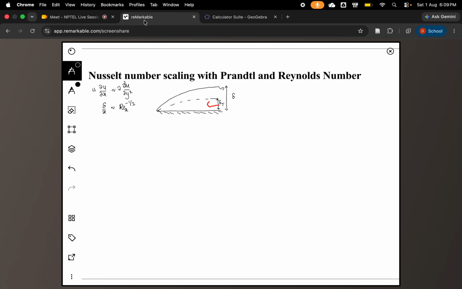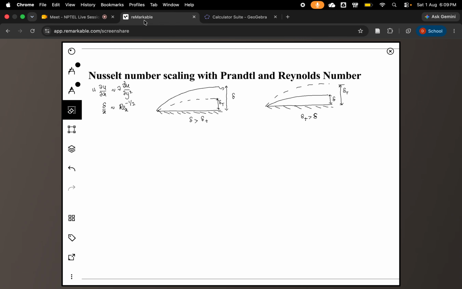So you can have two scenarios. Case one is when you have delta greater than delta t. And then we can also have a different scenario where delta t is greater than delta. So depending on which case you are in, the scaling analysis will actually differ accordingly.